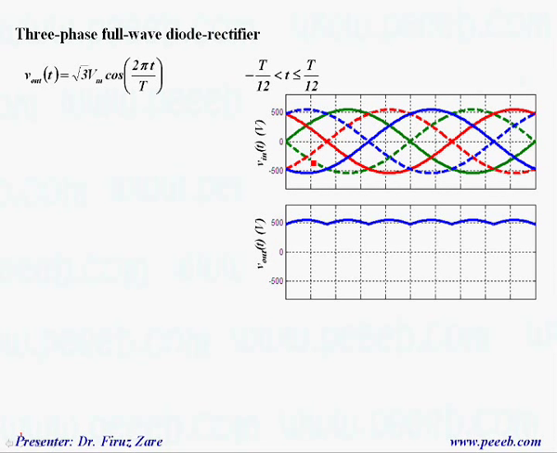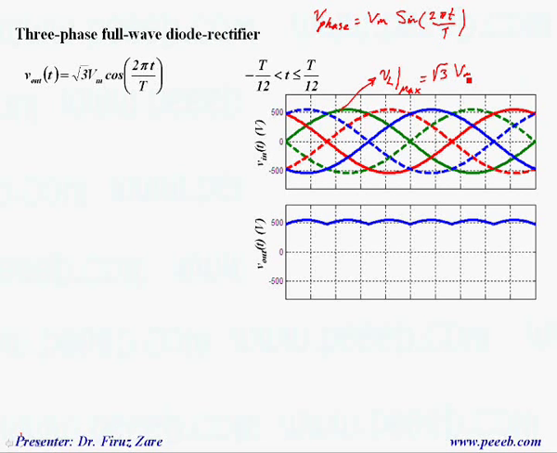So let's find the average output voltage for this full wave diode rectifier. We have found that this is the line voltage. So if the phase voltage is Vm sine 2 pi t over T for one of the phases, the line voltage peak value, the maximum value, will be root of 3 times Vm.